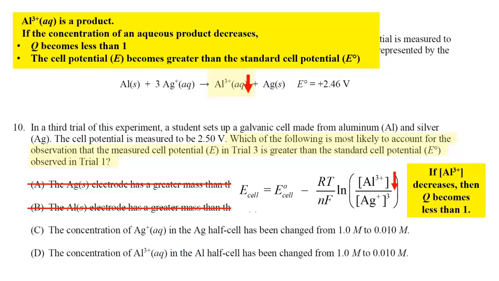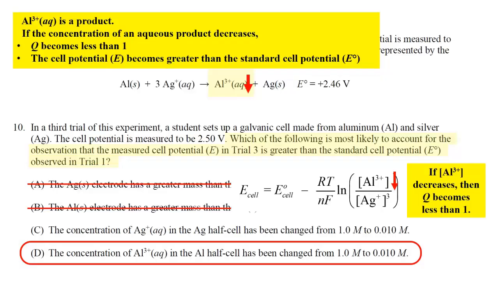And so if the concentration of aluminum, or an aqueous product, decreases, Q becomes less than 1, and now the cell potential becomes greater than the standard cell potential. So again, the correct answer to question 10 is choice D. Decreasing the concentration of aluminum causes Q to become less than 1, and then the cell potential that we measure is actually greater than the standard cell potential. So again, the correct answer to question 10 is choice D.